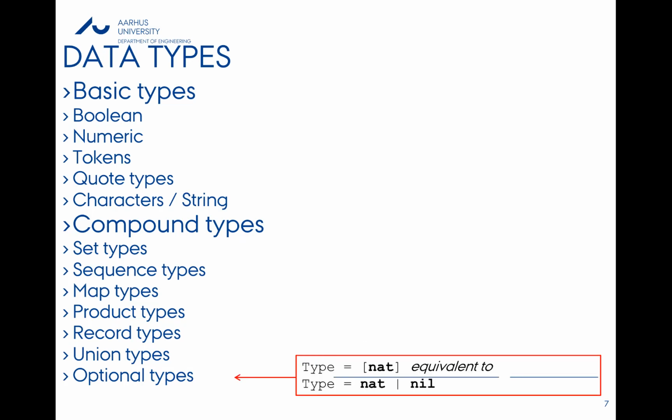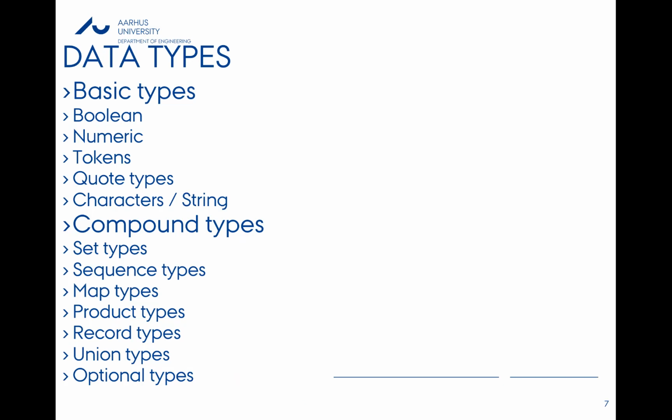Finally, there's a notion of optional types, and it's written with square brackets around a type name. Essentially, it's equivalent to adding an extra nil value, similar to what you can have in object-oriented programming with a null value.